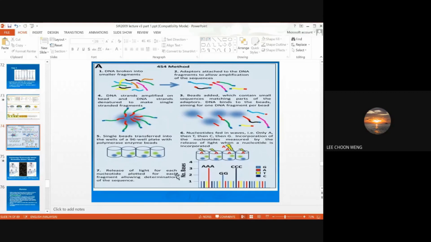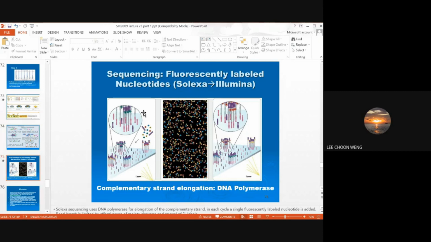Okay, so this is another picture that shows how the 454 works. Okay, any other questions? No question from me, Doctor. No question, okay.